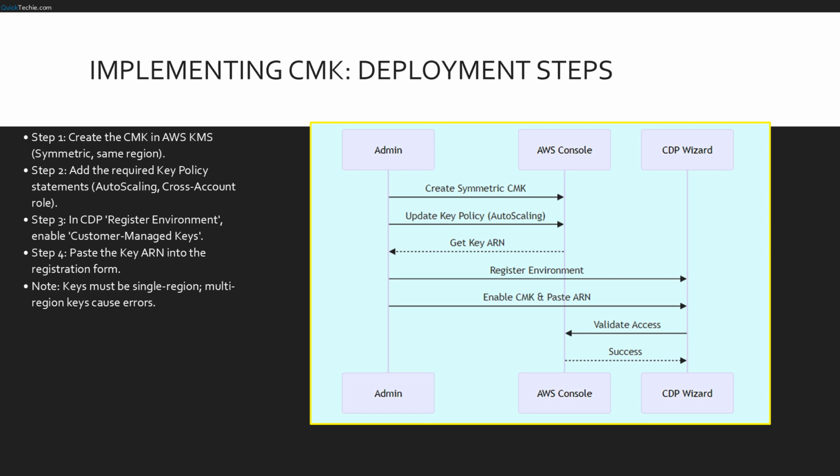A critical note, ensure you use a single region key. Multi-region keys are not currently supported and will cause errors. Follow the sequence. The admin starts in the AWS console, creating the CMK and updating the key policy. The console returns the key ARN. The admin then moves to the CDP wizard, registers the environment, enables CMK, and pastes that ARN. CDP then calls back to AWS to validate access before confirming success.